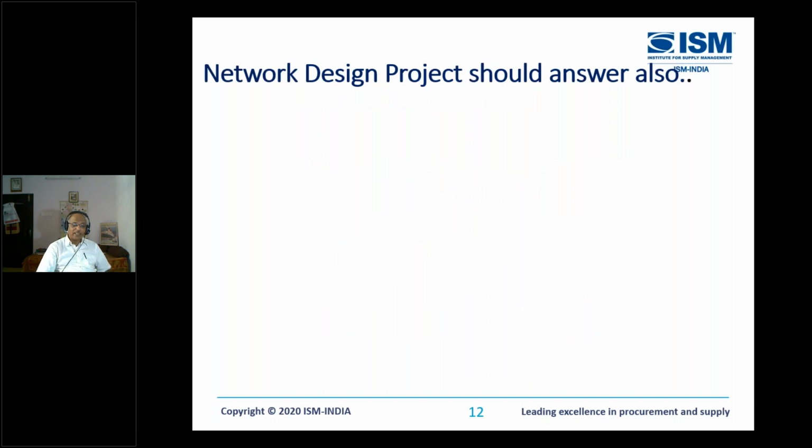Now, with this idea of distribution, there are many other strategies, but I showed you some of them. And there is a hub and spoke mechanism also for distribution. Materials are collected at the central hub, and then from there distributed all around. I think Mr. Bhatta has explained to you yesterday. And once you understand this strategy, your network design project should be able to answer some more questions.